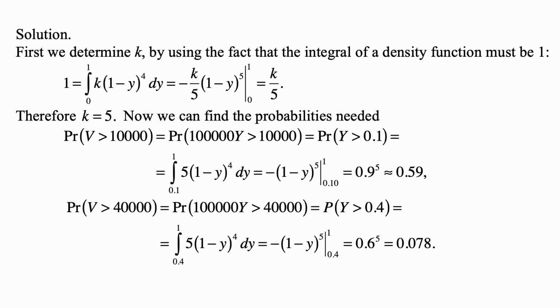While the probability that V is more than 40,000 is the probability that 100,000 Y is more than 40,000, which is the probability that Y is more than 0.4. And that's the integral from 0.4 to 1 of the density, 5 times (1 minus Y) to the fourth dy, which is minus (1 minus Y) to the fifth, evaluated from 0.4 to 1, which is 0.6 to the fifth. Or approximately 0.078.